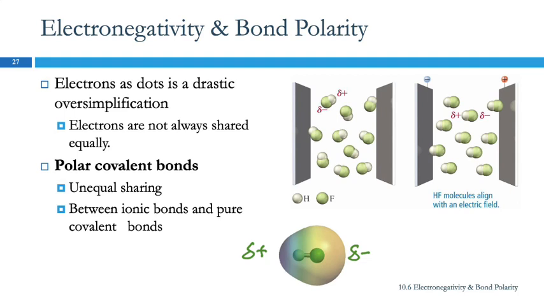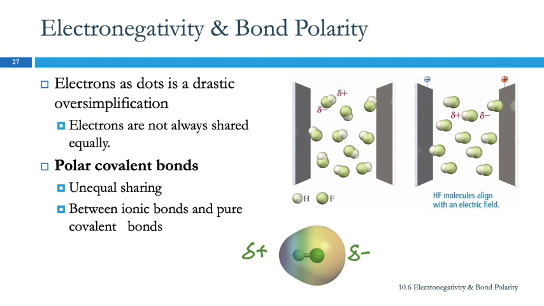The word polar, you can think about the north and the south pole of the planet, right? They're different ends. And that's a magnetic field. One end is different than the other. A polar covalent bond has one end of the bond that is different electrically, right? So here we are sharing, but we're sharing unequally.